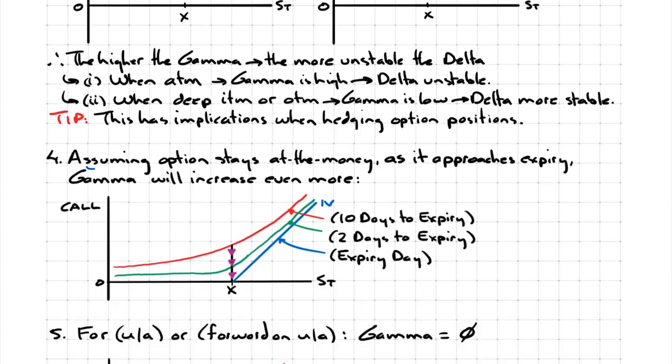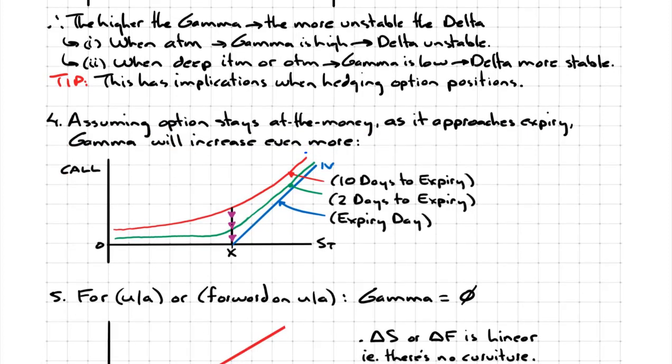Note 4, assuming that the option stays at the money, as the option approaches expiry, gamma will simply increase even more. And here's a visual depiction of what's going on. Let's start off with the red line. Red line is 10 days before expiry. Now, what's the difference between the option price and its intrinsic value? The option price also contains time value. That's the potential for an even higher payoff before expiry.